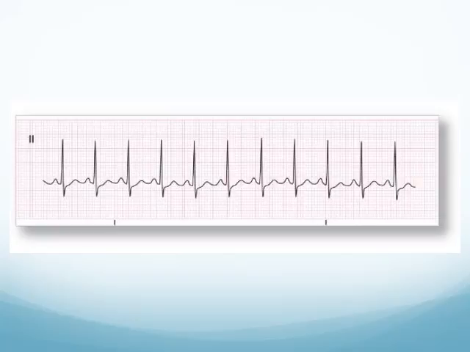Looks like about 110 beats a minute. It looks to be regular. It appears we have a P wave in front of each QRS of similar morphology. Our PR interval is constant. Our QRS complexes are narrow. That shows this to be a sinus tachycardia.